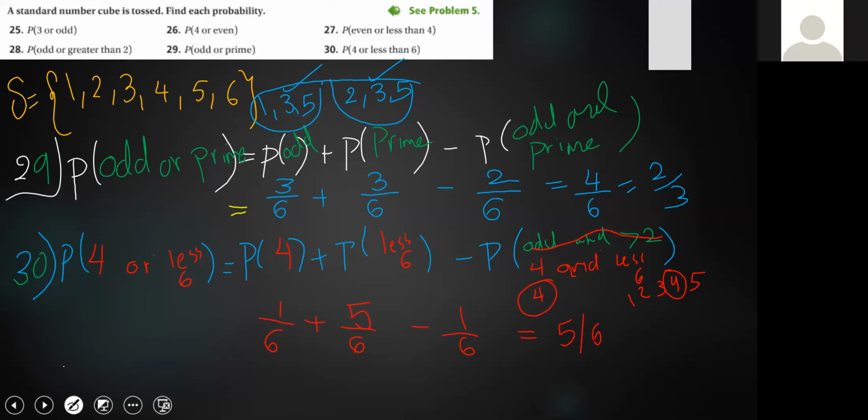Teacher, you mean 4 and less than 6, which means that only number 4 is less than 6, so it's 1? Yes. Okay. Do you have any question here? No, teacher, thank you so much.